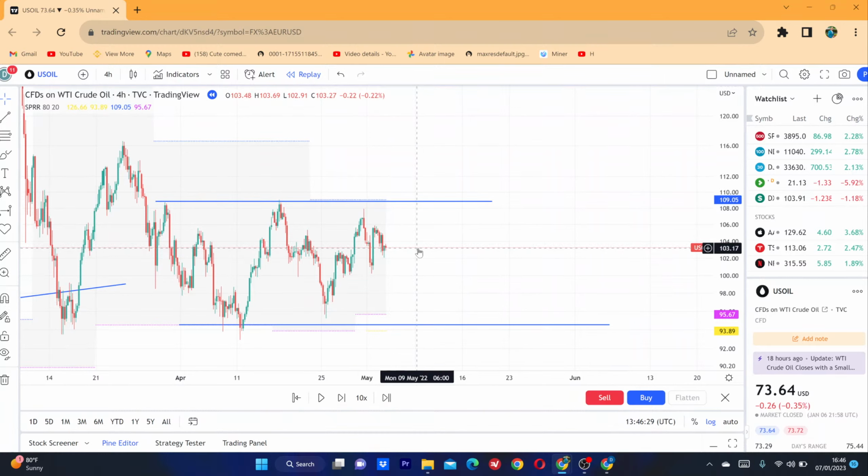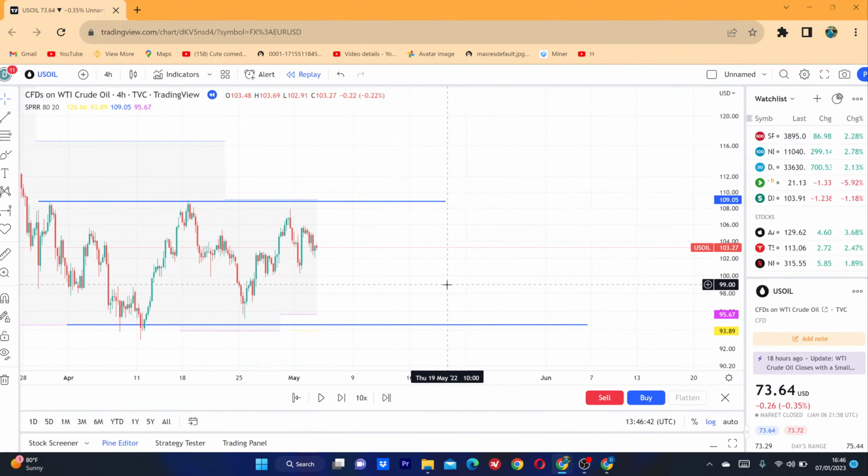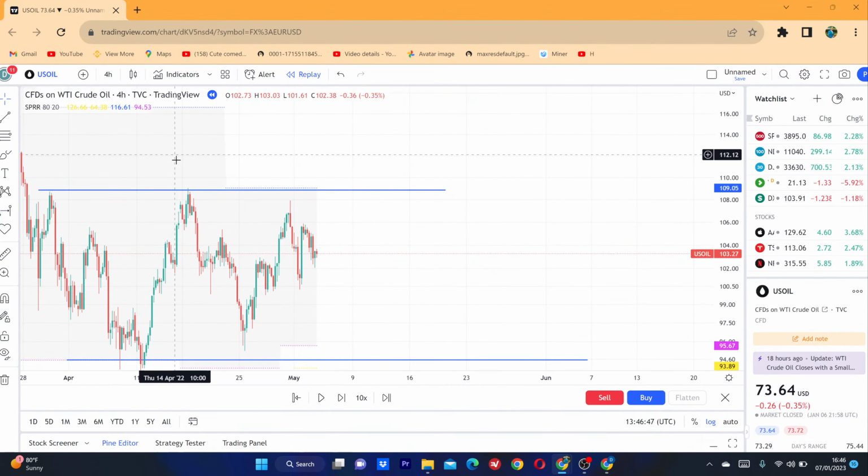The reason being, you can see it is actually at the center of the resistance and the support line. Okay, so let's see where the market moves. The chances are that it's going to go up before actually going down. Let's see whether it is going to do that, or maybe it goes down and then goes up on this area. So this is for the people who trade daily. So swing traders, let's see.